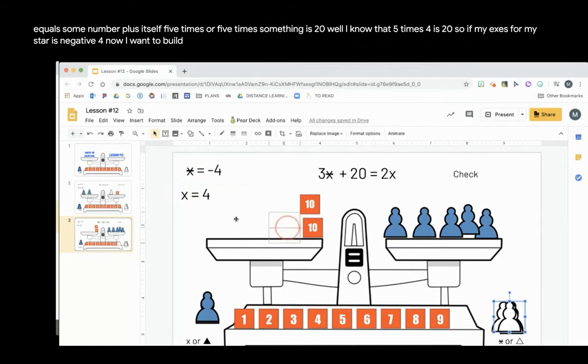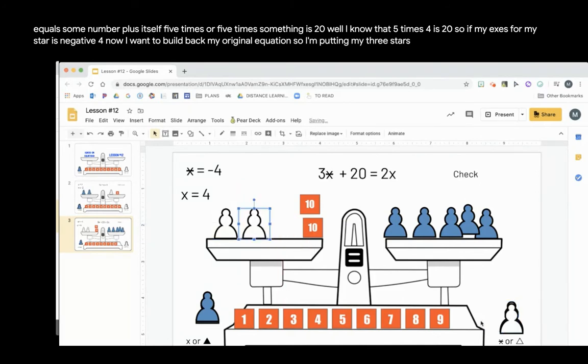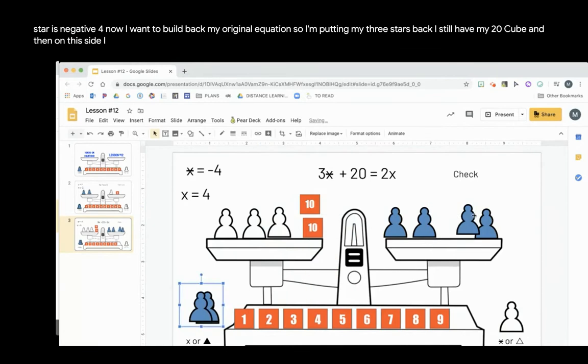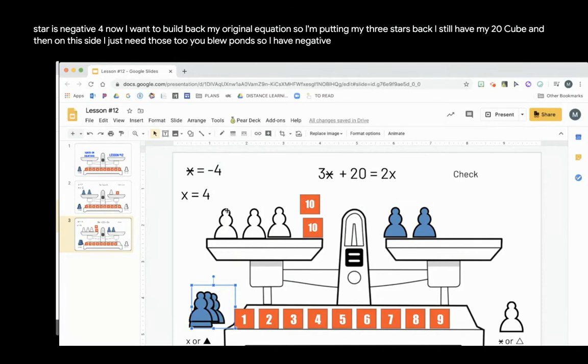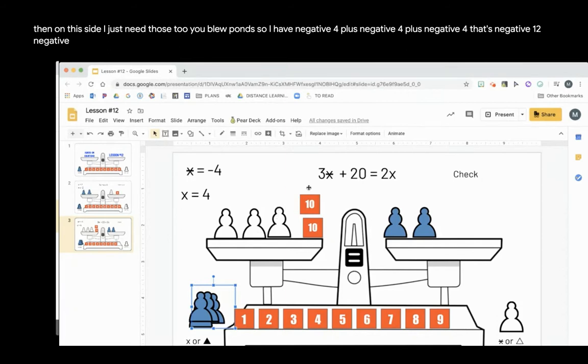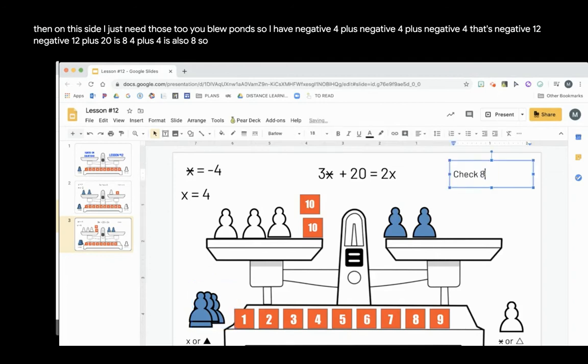Now I want to build back my original equation. So I'm putting my 3 stars back. I still have my 20 cube, and then on this side, I just need those 2 blue x's, or 2 blue pawns. So I have -4 plus -4 plus -4, that's -12. -12 plus 20 is 8. 4 plus 4 is also 8. So 8 equals 8.